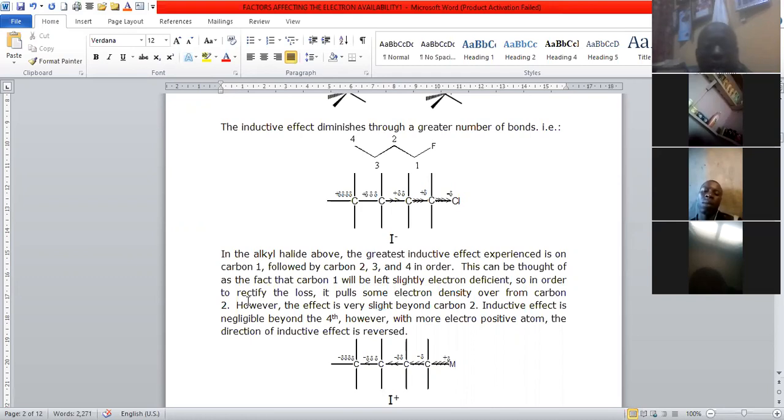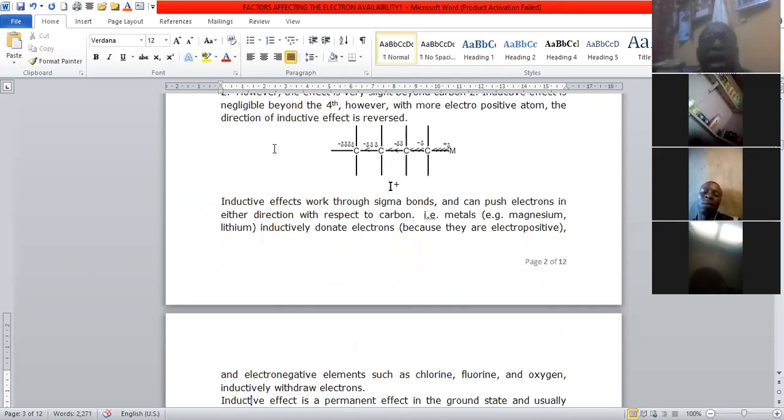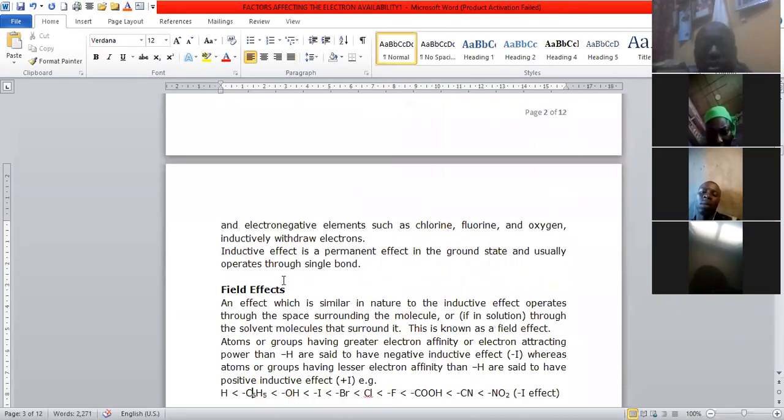Okay. Before we go to the application, there's another effect known as field effects. Field what? Field effects. Field effect is the same thing as inductive effect. The difference between field effect and inductive effect is that field effects occur in solution or in the gaseous phase.